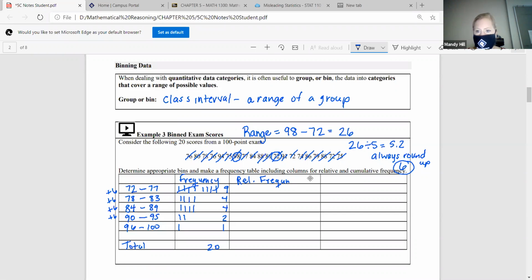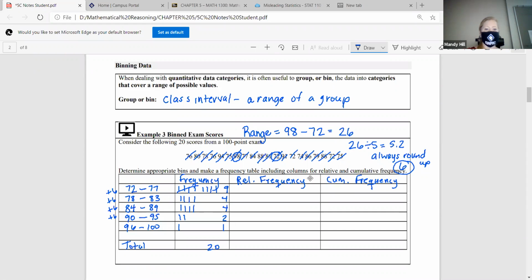Sorry about that. And it wants us to find the cumulative frequency. Okay.